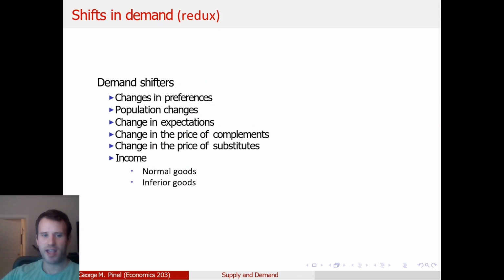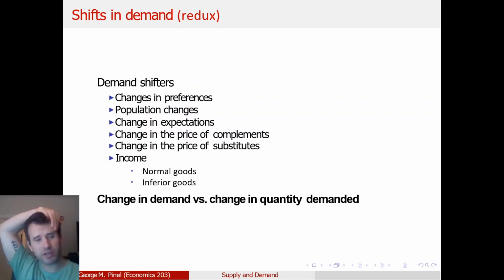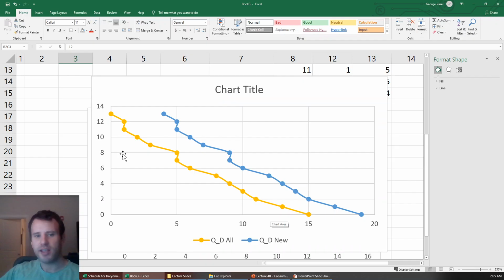And then I just want to highlight one more time the difference between a change in demand versus a change in quantity demanded. Okay, you can have a change in quantity demanded without changing your demand. What do I mean by that? You can change your price and see a change in quantity demanded. That is the whole point of having a demand curve here. But a change in demand is a shift in demand. That's what we mean when we say change in demand.